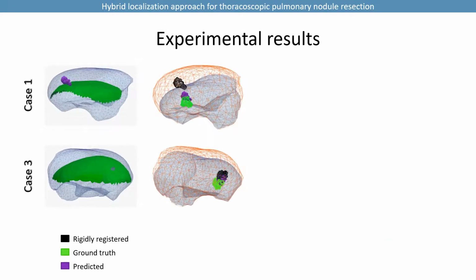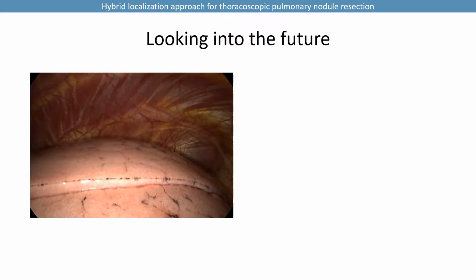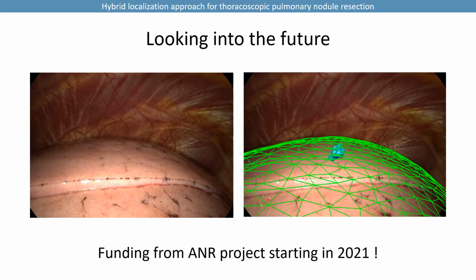Experimental results suggest the feasibility of our proposed approach, with average prediction errors of 10 mm across clinical cases. Finally, to avoid any radiation from fluoroscopy, we plan to project the predicted nodule position directly into the endoscopic view, and we have obtained funding for a new phase of this project.